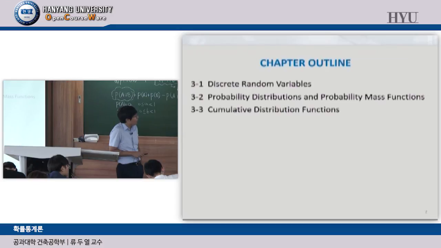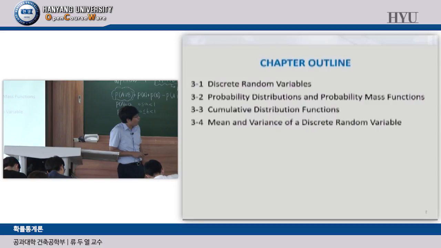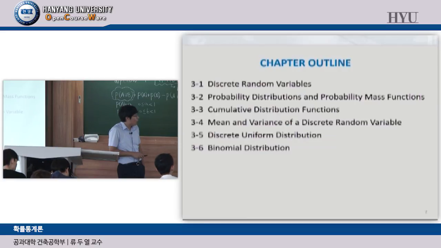And then we are going to learn about the cumulative distribution functions, which is called 누적 분포 함수. And then we are going to learn about the mean and variance of a discrete random variable. Mean is called 평균 in Korean, and variance is called 분산 in Korean. And then we can learn about the discrete uniform distribution. And after that, we are going to learn about the binomial distribution, which is called 이항 분포 in Korean.